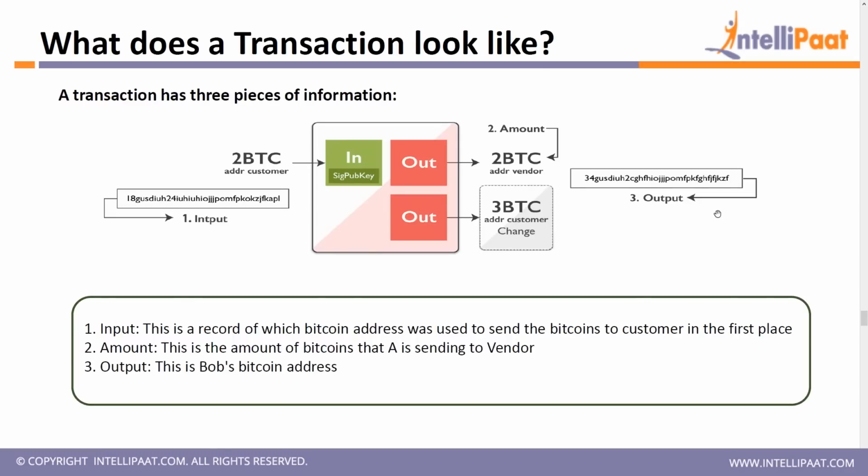Each input and output field uses the address of the sender and receiver node, or you can say peers. Any transaction is signed using the sender's private key and it uses the address of the receiver in order to transfer the amount to the recipient. So this whole figure depicts the same that we discussed. 2 Bitcoin is sent to the address of the customer and at the in node it is signed with the key. Then output is sent to the address of the vendor, the amount 2 Bitcoin, and 3 Bitcoin is again sent to the address of the customer change.